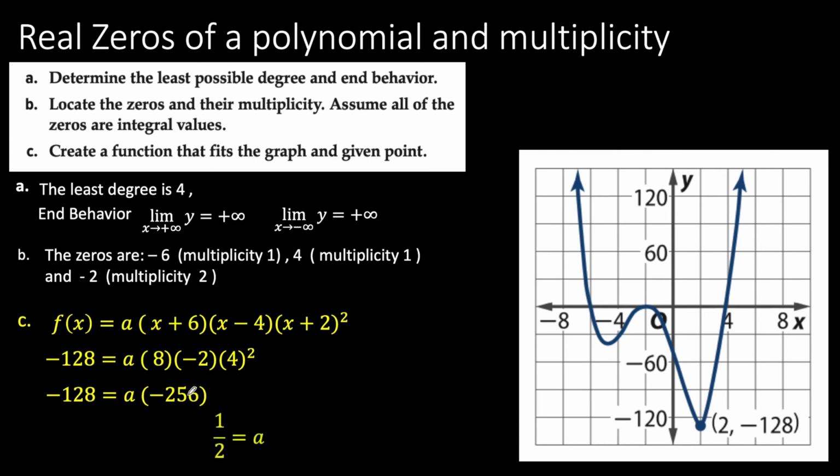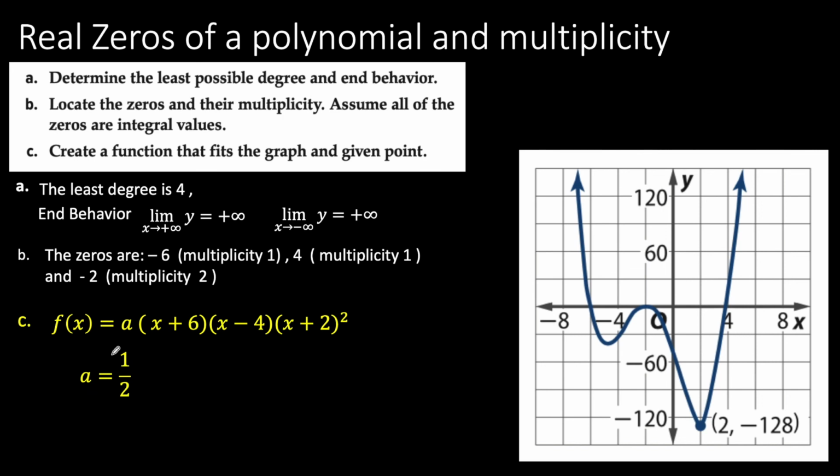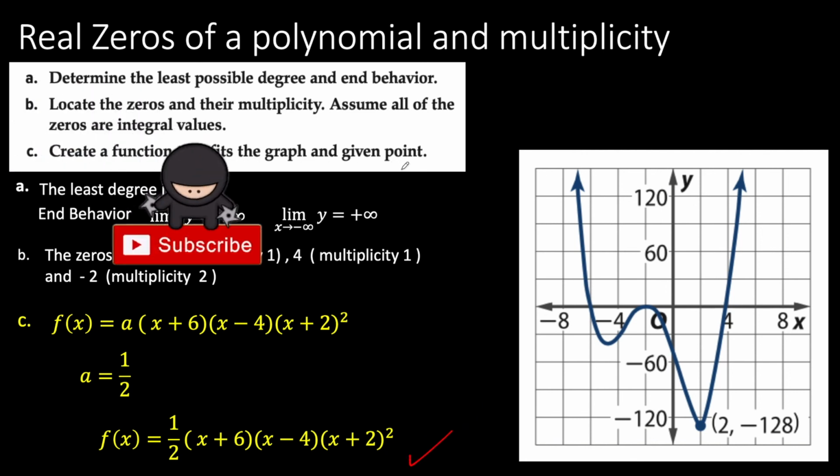Next step, divide by negative 256 on each side, and you get the value of a equals half. It is left only to plug a in there. So we substitute a with the value half, and we get our function in this form. That's it. We are done, and this is the end of this story.